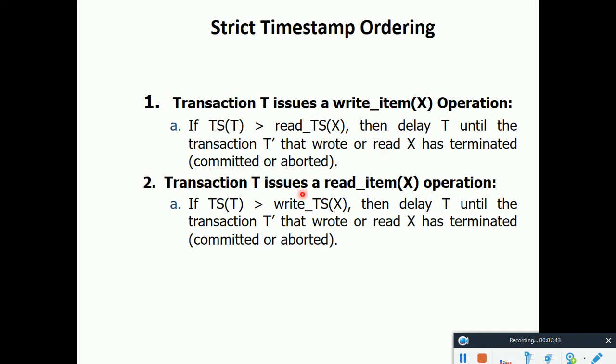Then the second case, the read item X operation. It again states that if TS of T is greater than write TS of X, simply, if the transaction T is a younger transaction, then we have to delay T until the transaction T dash that wrote or read X has terminated, meaning committed or aborted. By this slight modification, we ensure that the transaction will read or write only committed values, and if we do so, no cascading rollback will occur.